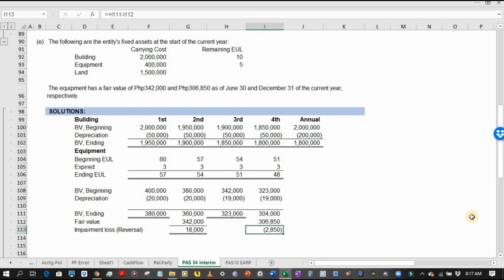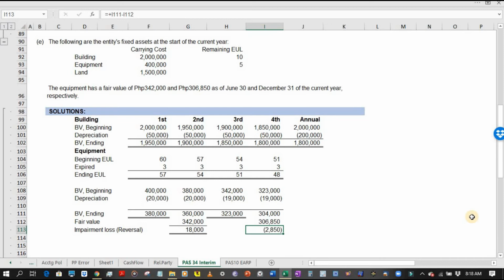And the amount of reversal that we are allowed, of course, is only up to 18,000 pesos. And since the reversal in the fourth quarter is only 2,850, which is below 18,000, this can be recognized as a full reversal of 2,850 pesos. And in the income statement for the fourth quarter, the depreciation that will appear is 19,000 pesos, and a reversal of impairment loss, which is normally presented as a gain on reversal of 2,850 pesos.